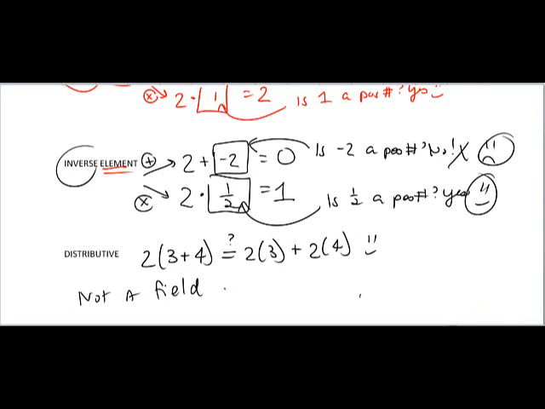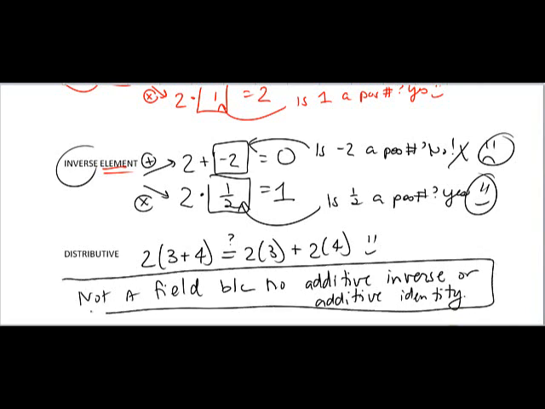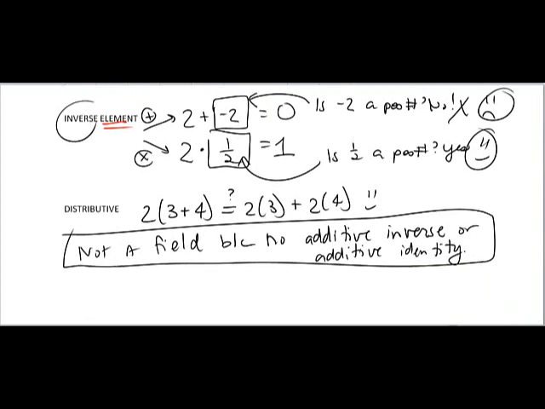Because we do not have an additive inverse or an additive identity. That is our answer right there. But of course you have to have the work to back it up. And that is the end of the problem.